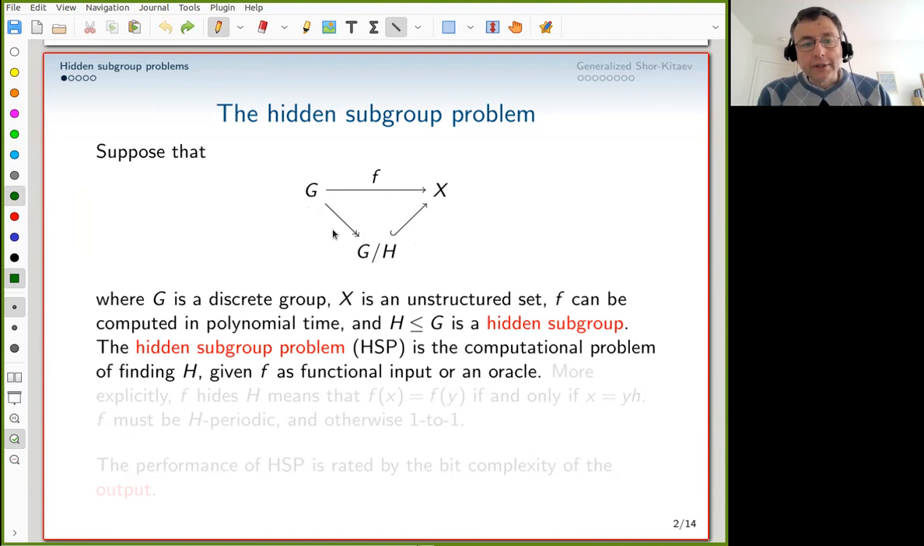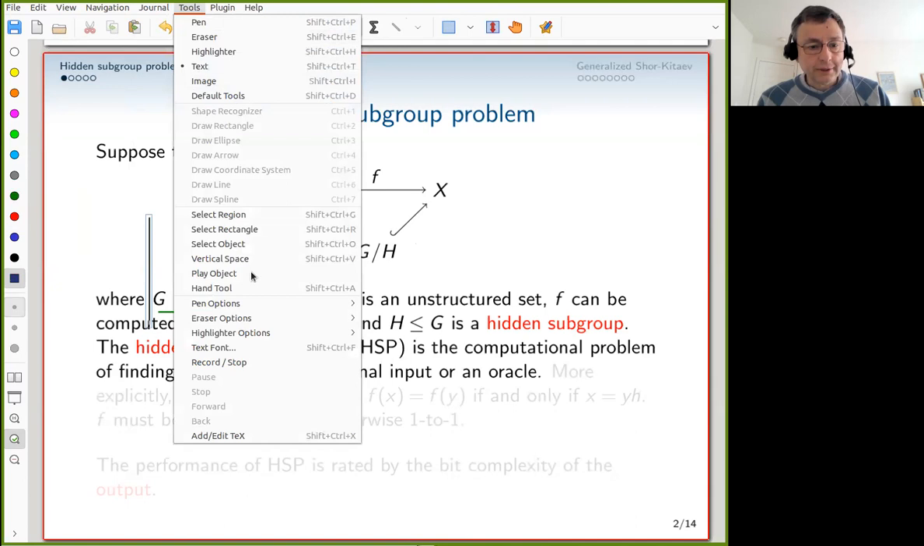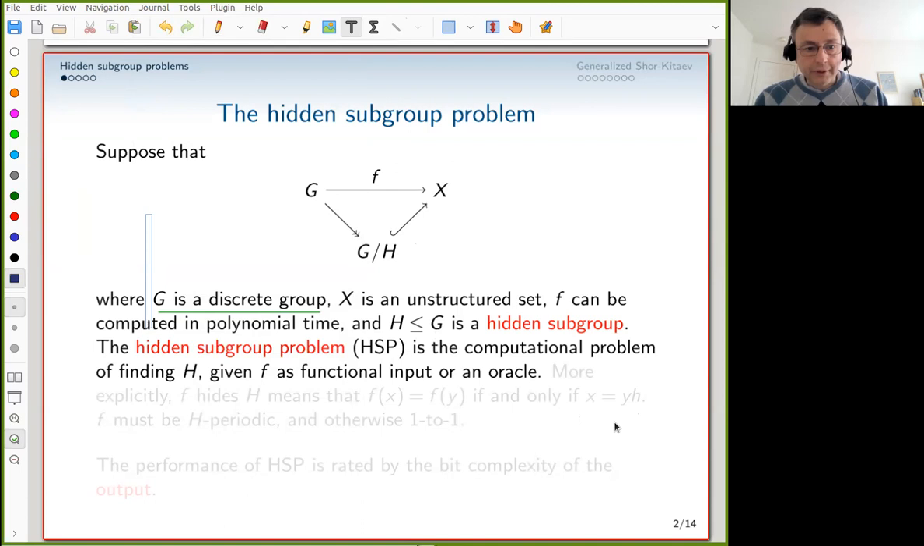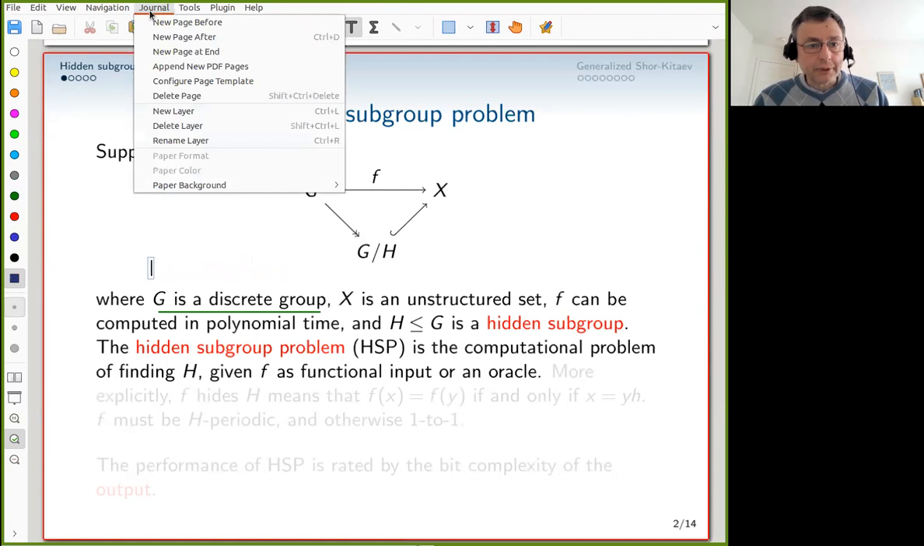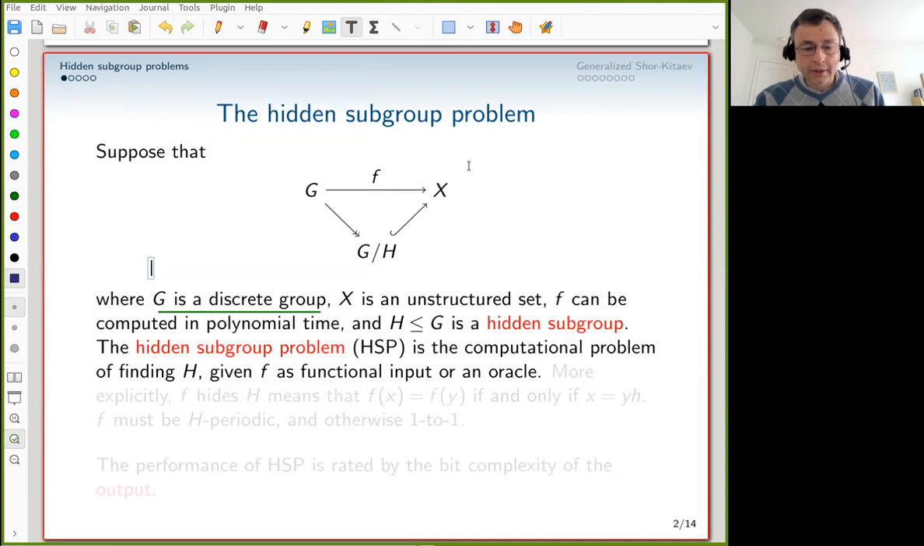Anyway, just in general, there's a general class of problems for which you can ask whether there's a quantum algorithm. You have a discrete group G, in fact, not just any discrete group, but an algorithmic group. I'm having technical problems with the font, but anyway, I want an algorithmic group.